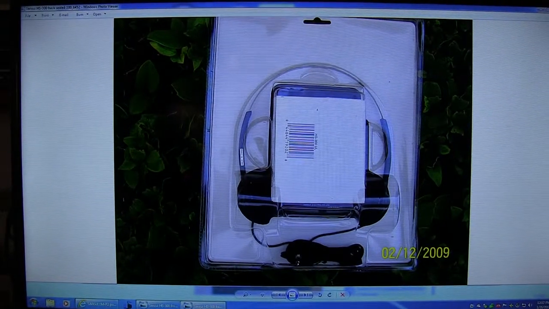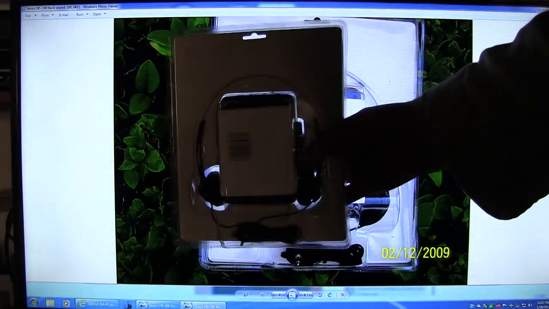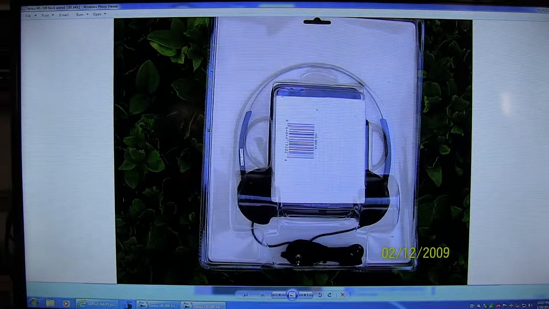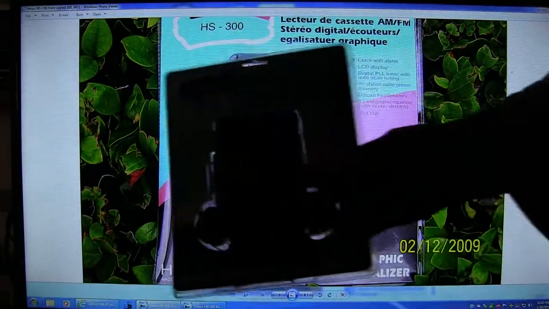Here is a Sansui EM-P2 cassette walkman, complete with headphones and such. That's the back picture. I've known this since 2009, February 12th. Here's the front picture.